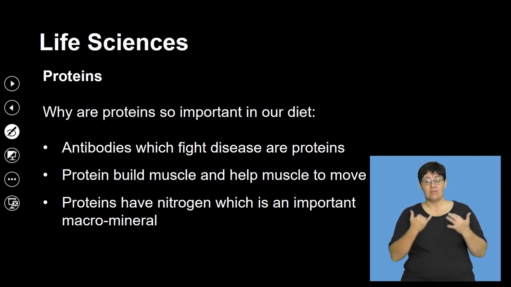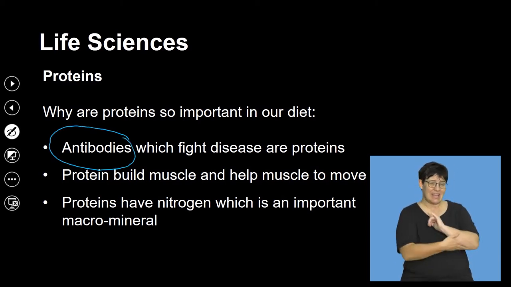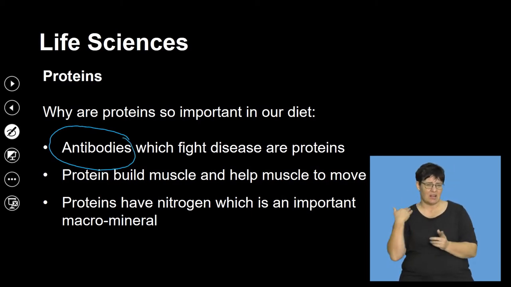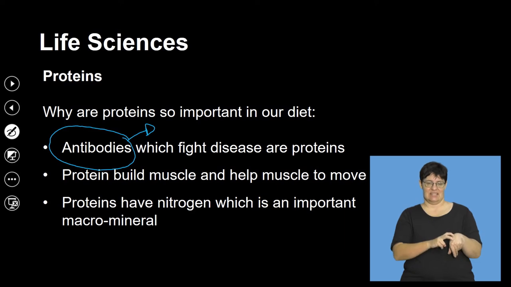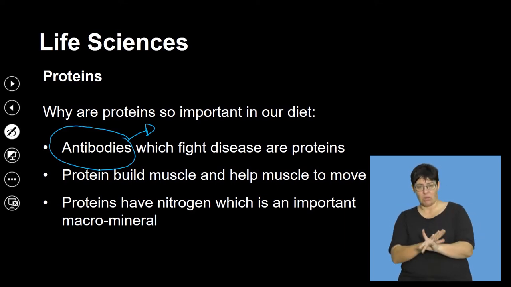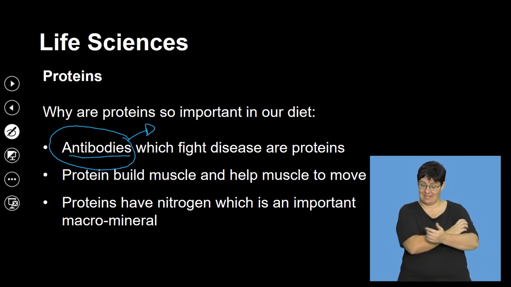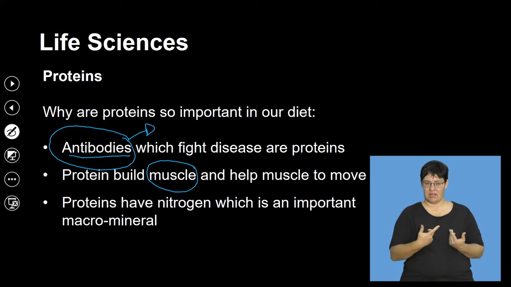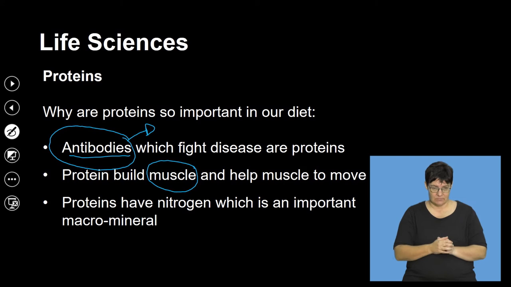At the moment, when we're talking about COVID, a lot of talk in our country in the past while has all been about COVID. How do we fight COVID? We need to build antibodies, okay, and those are proteins. That's how we fight disease, antibodies, and they are proteins. Muscle, how do you get nice, big muscles? What do you think it is? You need to have proteins in your diet.